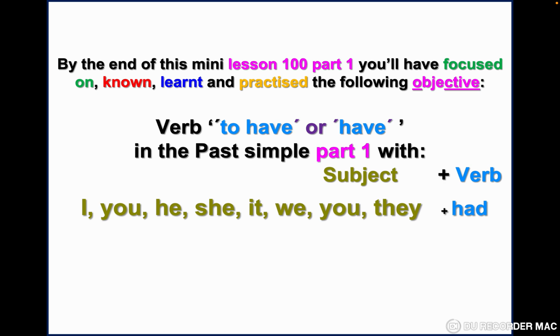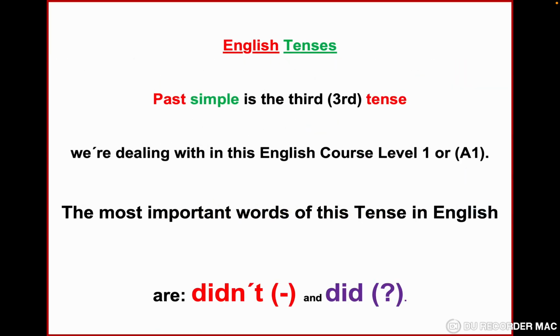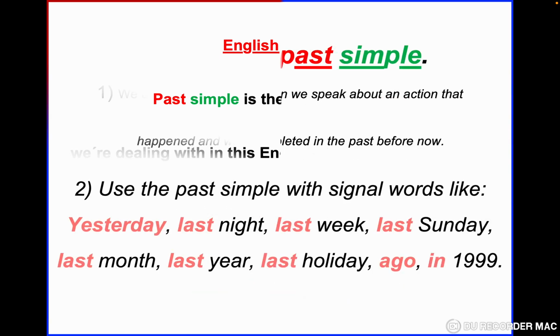But I should warn you from the very beginning that had, we have it just in the positive form. We don't have it in the negative form, and we don't have it in the question form. Let's see. English tenses. Past simple is the third tense we're dealing with in this English course level 1. The most important words of this tense in English are didn't in the negative and did in the question.